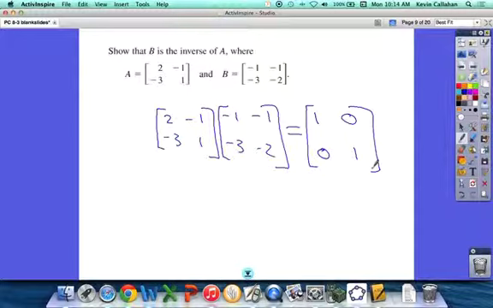So we just showed that those are inverses because when we multiplied them, we got an identity matrix. Right? That's the identity matrix for a 2 by 2. Ones along the diagonal, zeros everywhere else. Yes, it's got to be top left to bottom right.